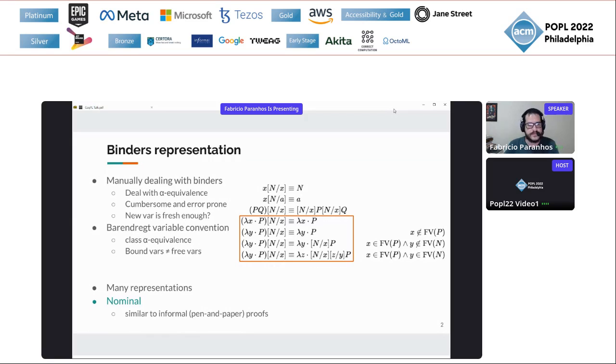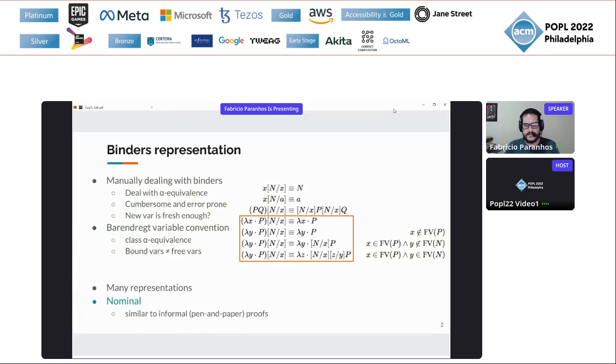Like, for example, in this definition of substitution for the lambda calculus, and most of the definitions, we have to try to deal correctly with alpha equivalence. In pen and paper proofs, we have devices like the Barendregt variable convention to overcome this, because we work with a class of alpha equivalent terms, and we can differentiate every bound variable from free variables.